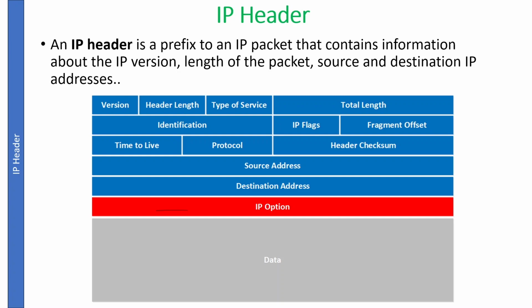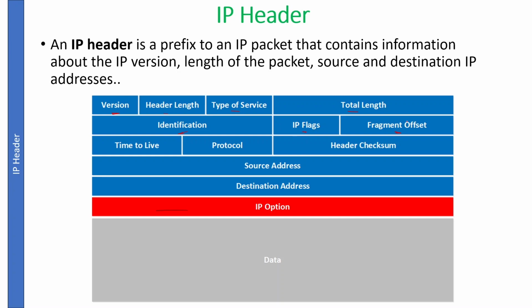So the IP header is an essential thing to route in our network, right? Now the IP header definition: it's a prefix to an IP packet that contains information about the IP version, length of the packet, and source and destination IP address. Here you can see we have version, which could be IPv4 or IPv6. Then header length, type of service, total length of this packet, and identification number. This number changes from one packet to another, and by using it we can identify our packet. Then the IP flags, that means whether we need to fragment this or no need to fragment, we can mention here.